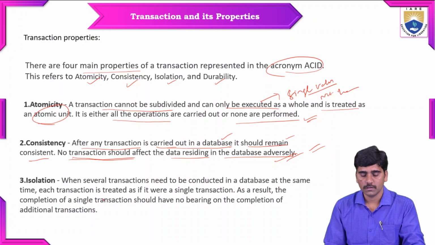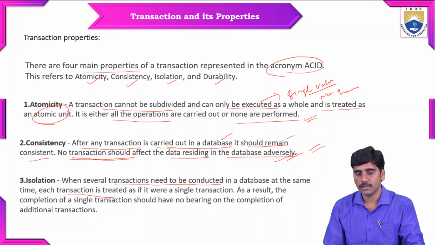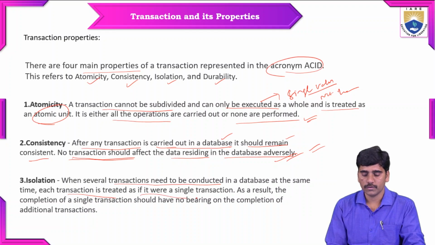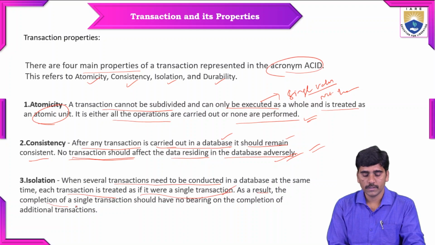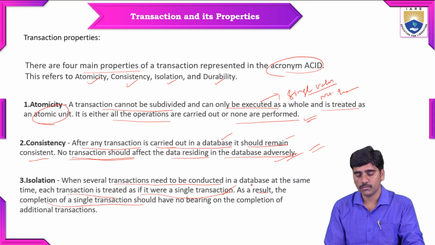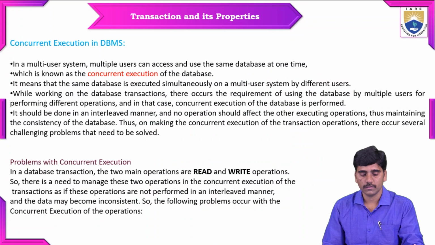And isolation. When several transactions need to be conducted in a database at the same time, each transaction is treated as if it were a single transaction. As a result, the completion of a single transaction should have no bearing on the completion of additional transactions. So that is the isolation property.